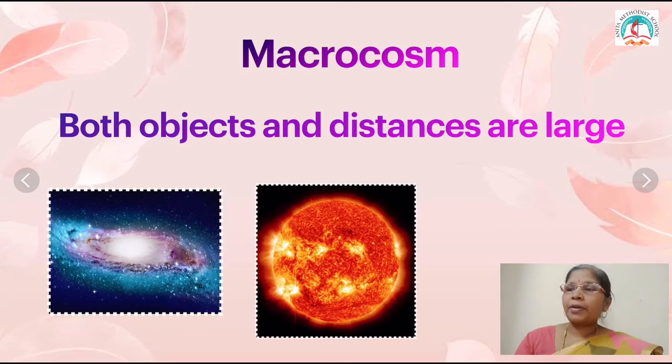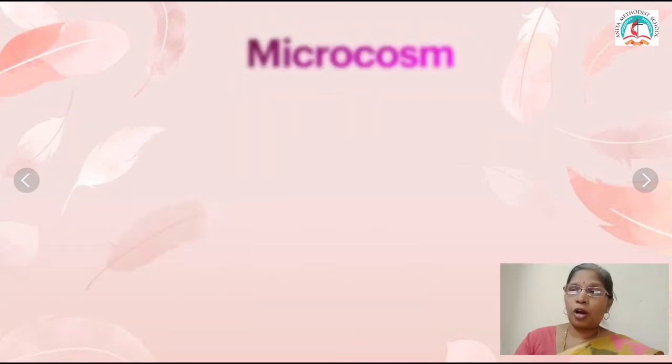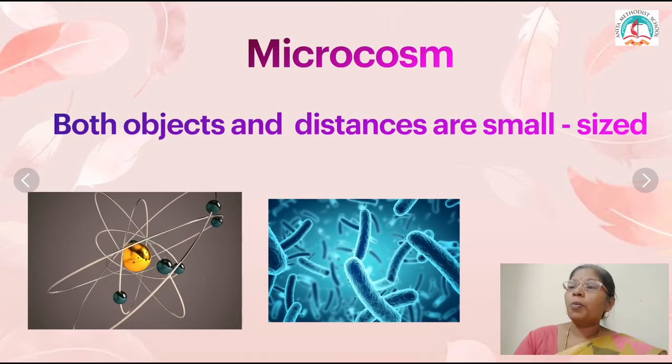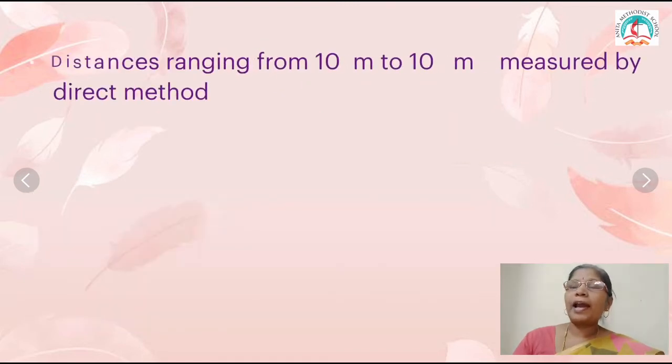Macrocosm. What is meant by macrocosm? Here both the objects and the distances are very large. Then that is macrocosm. Macro, a big one. Then automatically you will learn about the small one. What will you call the small one? It is micro. So here both the objects and the distances are small in size. You see the structure of the atom. Electron, neutron, proton are all very small in size, and bacteria too. This is called microcosm. The very big one and the small one.